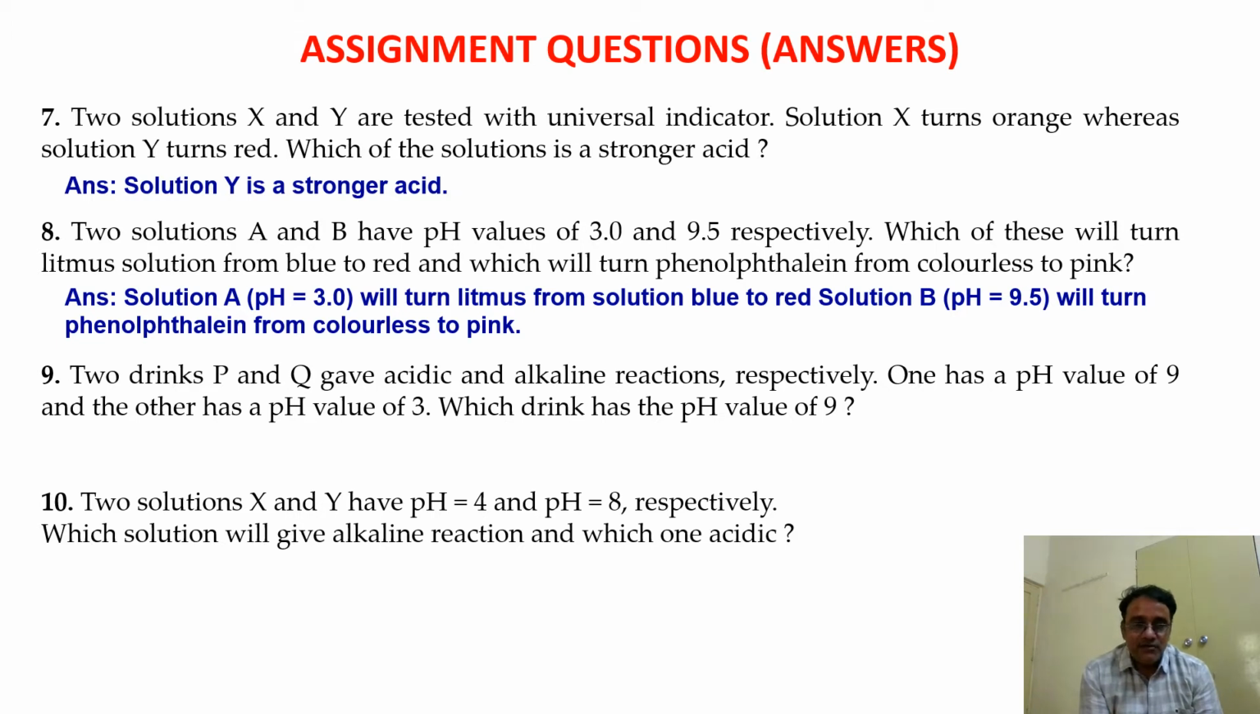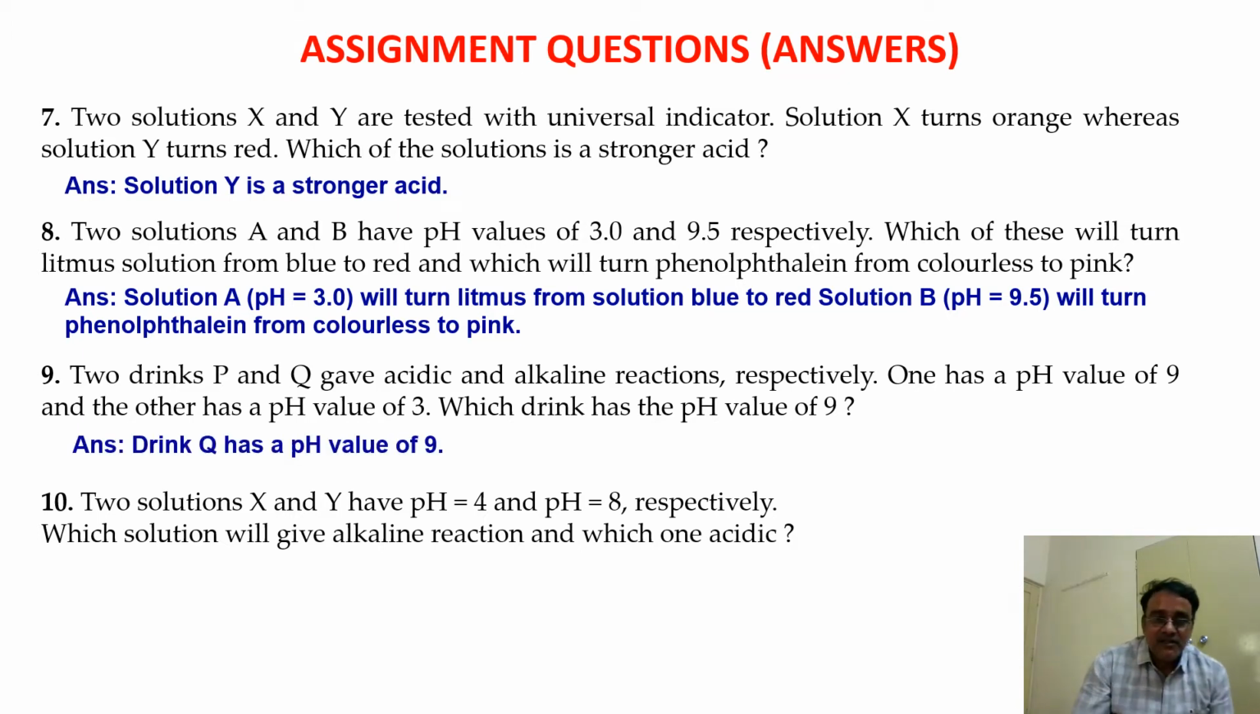Now next question. Two drinks P and Q give acidic and alkaline reactions respectively. One has a pH value of 9 and the other has a pH value of 3. Which drink has the pH value of 9? 9 means alkaline. For a base and for an acid, the value of pH of an acid is less than 7. Okay, so the answer is drink Q.